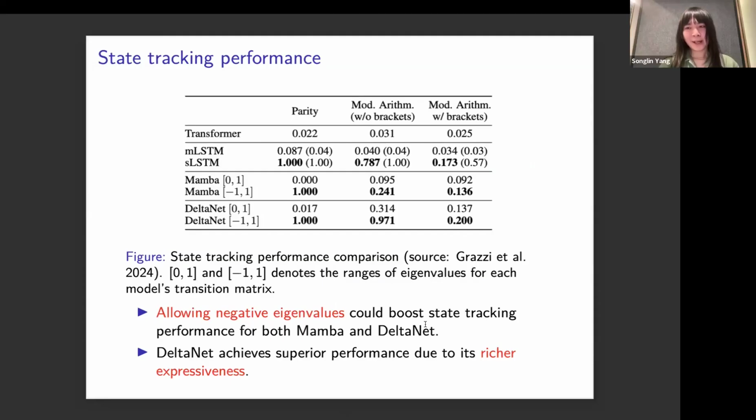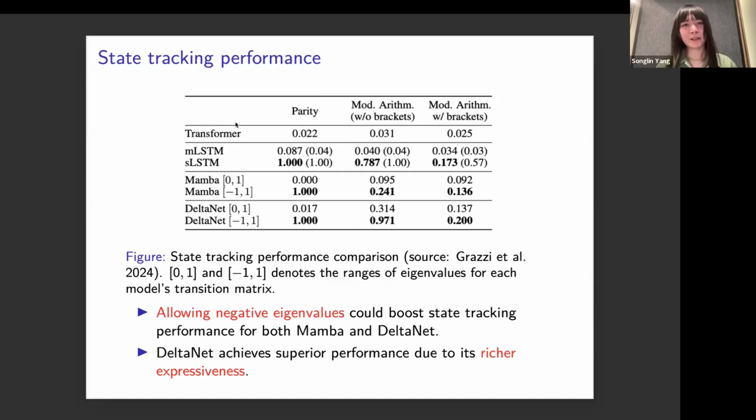Here we have some state tracking tasks, which require the model to have expressivity beyond TC0 or even beyond NC1 to solve the problem. The first simple synthetic task is the parity task. Essentially, given the model a 0-1 binary string, the model has to count whether the string has an even number of 1s or an odd number of 1s.